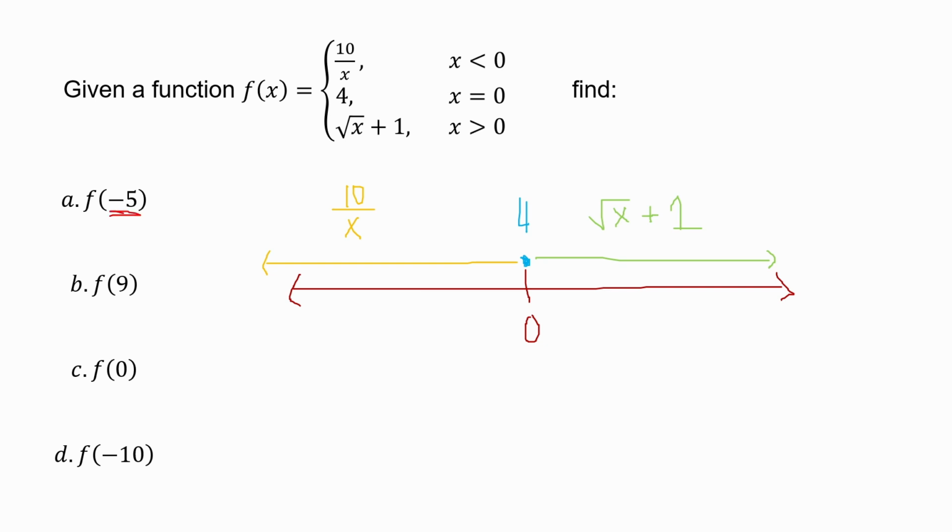For example, when it is negative 5, let's say it's somewhere here on the number line. It falls within this yellow region, so we will use this. And that goes the same for the others. When it is 9, it is somewhere like here, so we will use this. And then when it's 0, we will use this 4. And then when it's negative 10, it's like here, we will use this again. So that's how you evaluate functions. And I hope you learned about the definition of functions, relations, and how to evaluate them. Thank you.